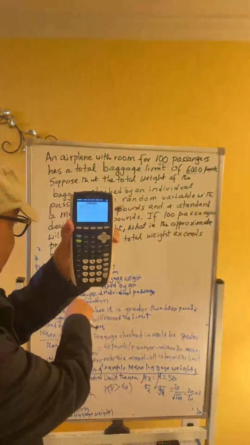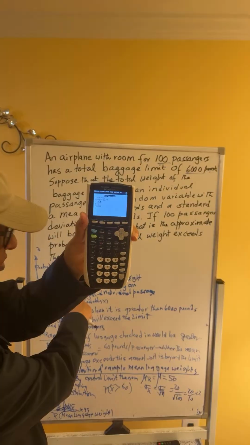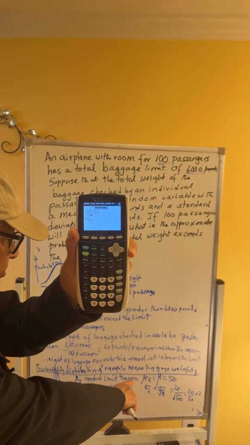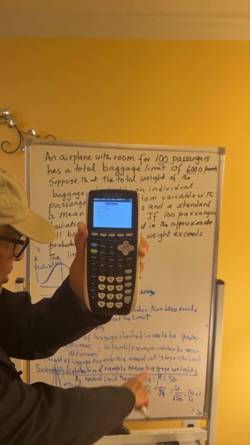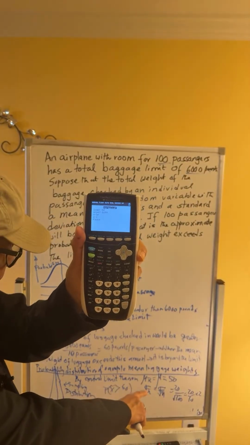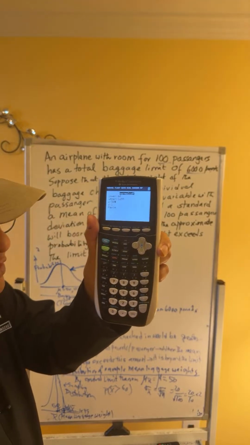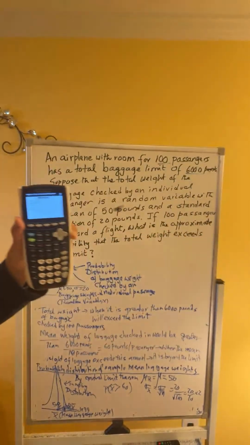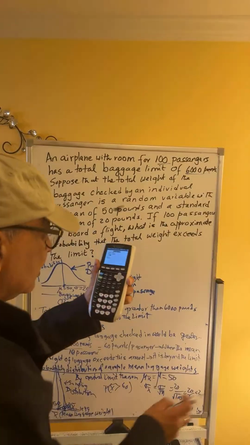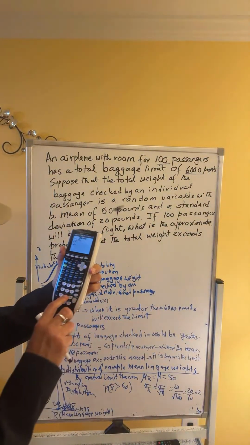But the standard deviation, we do not plug in the standard deviation of the population. It is the standard deviation of the sampling distribution, which is the standard deviation of the population divided by the square root of the sample size, square root of 100. So 20 divided by 10 is 2. So let's plug in 2 for the standard deviation.